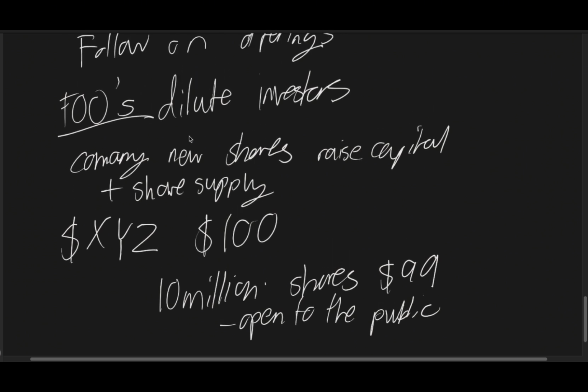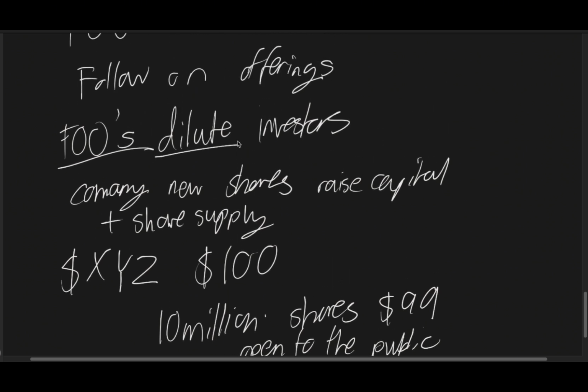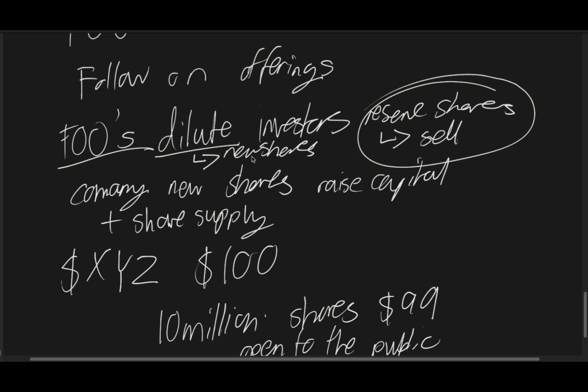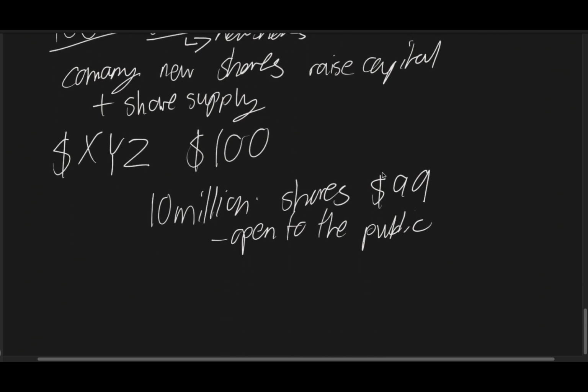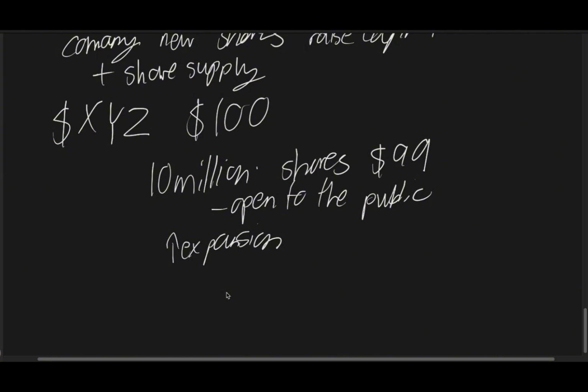You know how I said it was diluted? This is only the case if the company issues new shares. Because companies can also use their reserve shares, like from company buybacks, and they could sell these reserve shares instead of adding new shares. After this is open to the public, the company would then get the proceeds that they make from this FOO, and they can use it on expansion or whatever business venture or growth they're going to plan on.